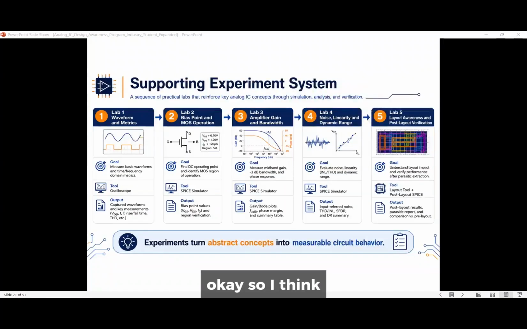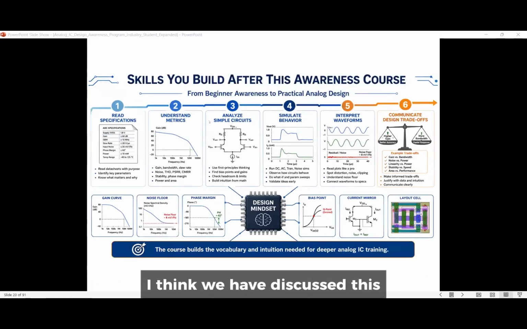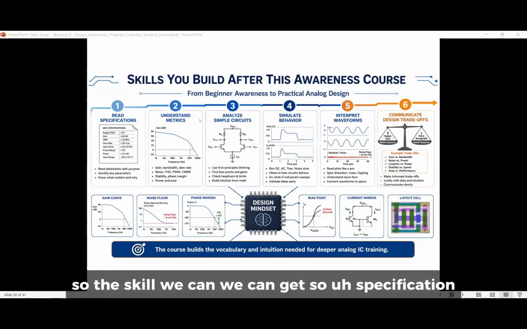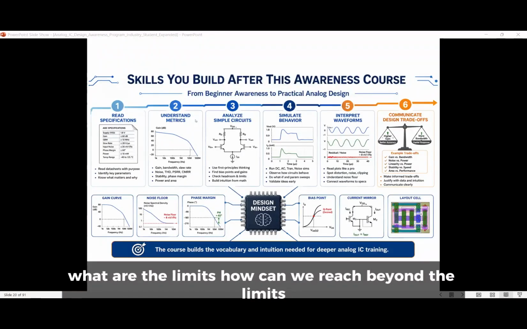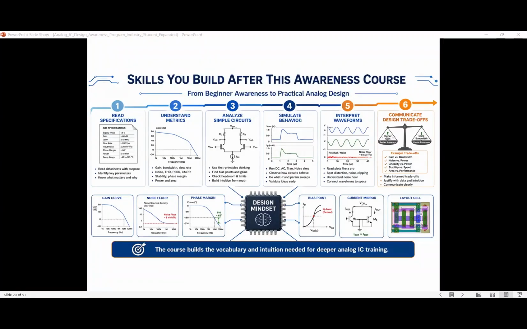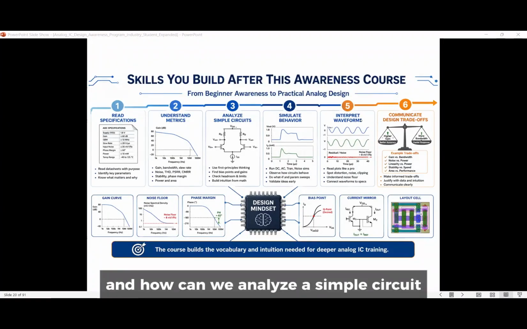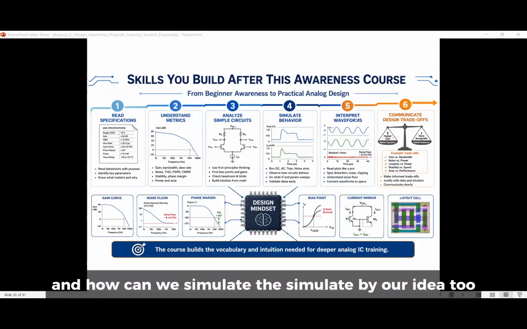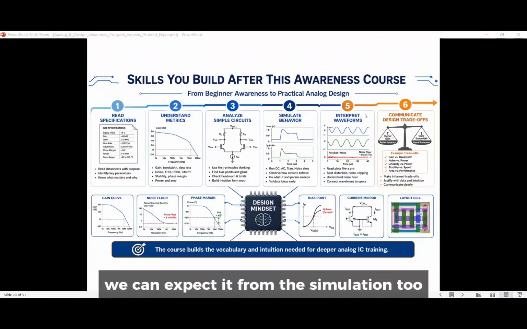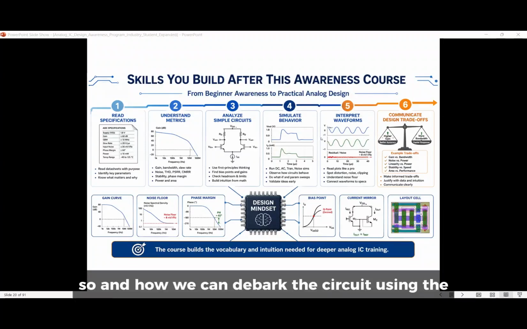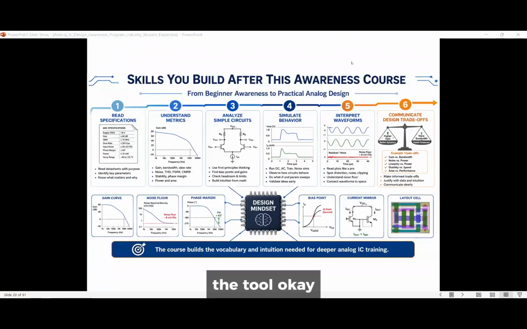Okay. So I think we have discussed this before, right? So the skills we can get: understanding the specification, the matrix between performance, what are the limits? How can we reach beyond the limits if we sacrifice something? And how can we analyze a simple circuit? How can we simulate by our EDA tool? What is the waveform we can expect from the simulation tool? And how can we debug the circuit using the tool.